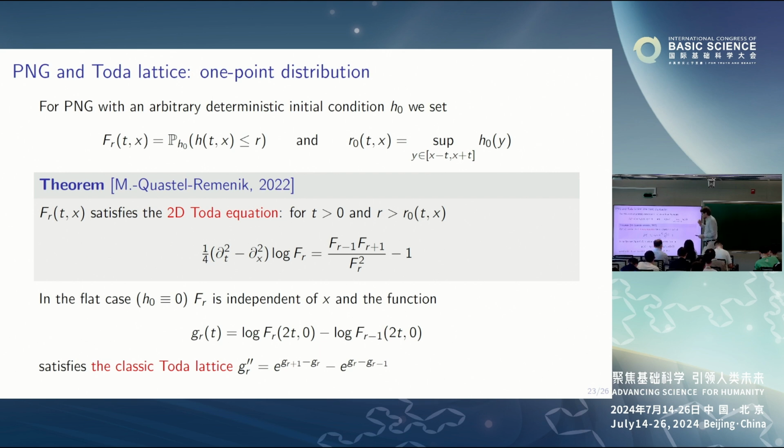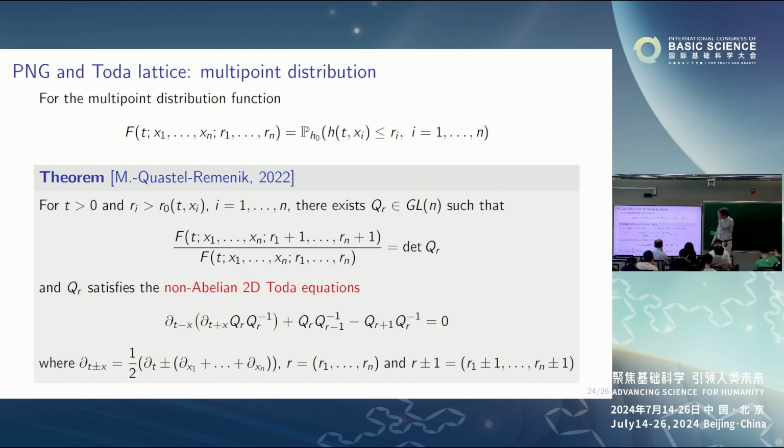So in the case when we look at the flat initial condition, we start PNG at time 0 with a constant interface 0. Then from this equation, we can derive the classic Toda equation. So if you look at this function g, which is a difference of 2 logarithms of the function f, then it is a solution to this quite simple equation, which is the classic Toda equation. Again, it's just mysterious. How come these equations appear from those Fredholm determinants?